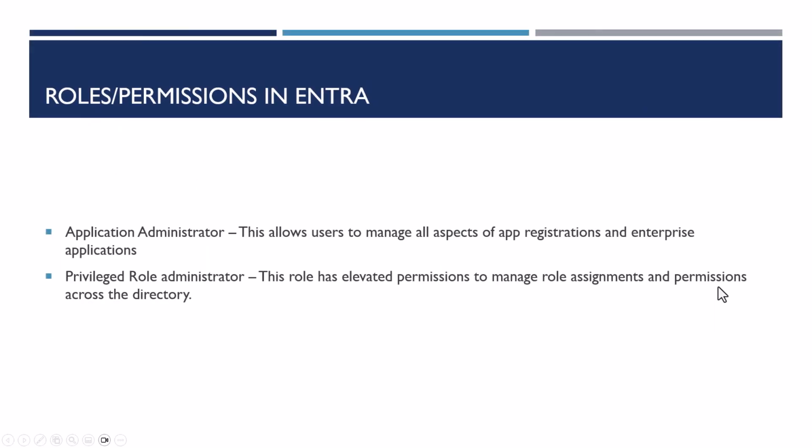There are certain permissions which you will require in your tenant for app registration in Entra and assigning API permissions. First one you will require is Application Administrator. This allows users to manage all aspects of app registration and enterprise application. Secondly, you need to have Privileged Role Administrator. This role has elevated permissions to manage role assignments and permission across the directory.